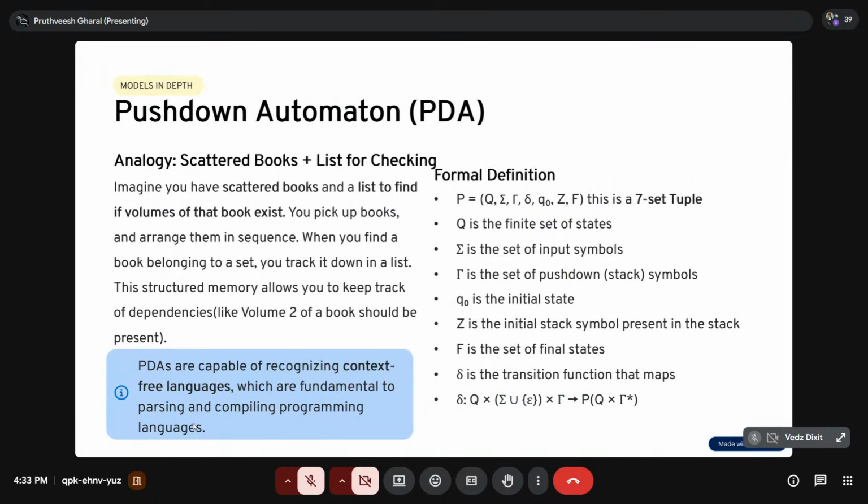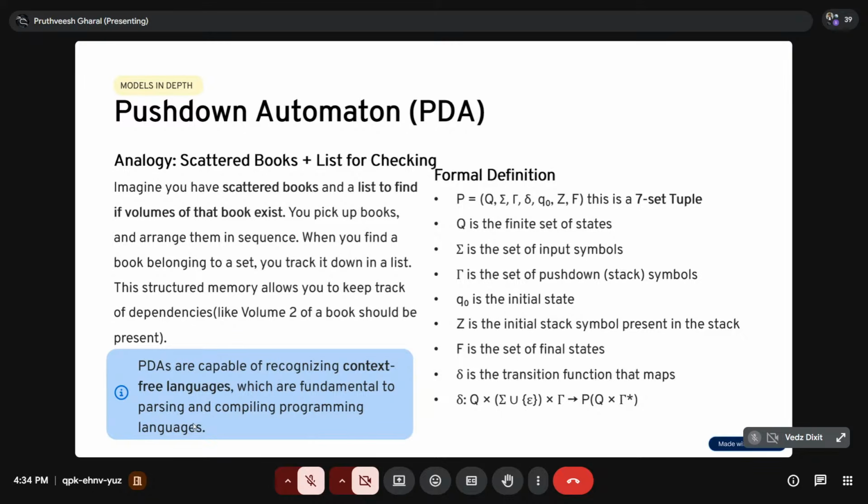Now, the next machine we are going to discuss is a pushdown automaton. What is pushdown? Push down is basically an action: we take an item and we push it down into something. So a pushdown automaton is a stack-based machine. It will take an item, a symbol, and push it down onto a stack. That's why it is called a pushdown automaton.